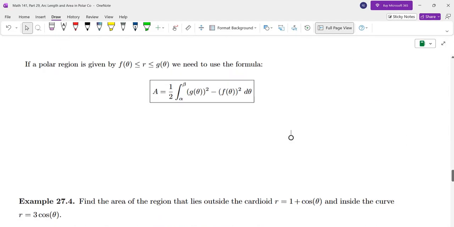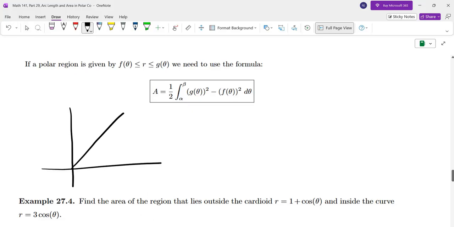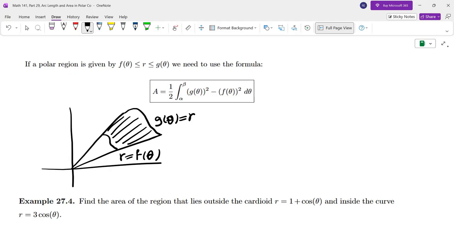Before we get to the next example, notice that if you have a polar region bounded by two curves, so let's say the larger one, the one that is farther away from the origin, is r equals g of theta, and the one that is closer is r equals f of theta, and we are trying to find the area of here. So what we can do is we can find this area and then subtract this area from that. So we get 1/2 integral of g of theta squared minus integral of f of theta squared.